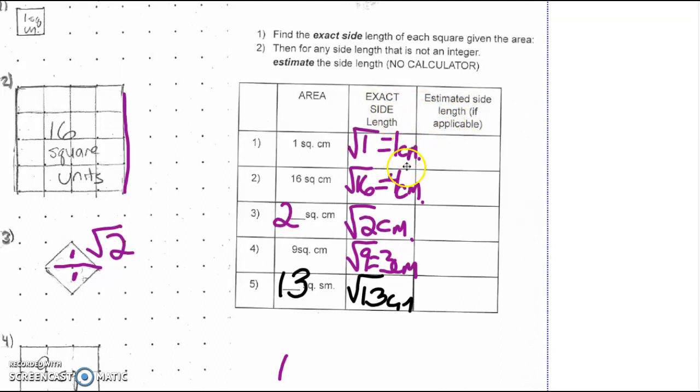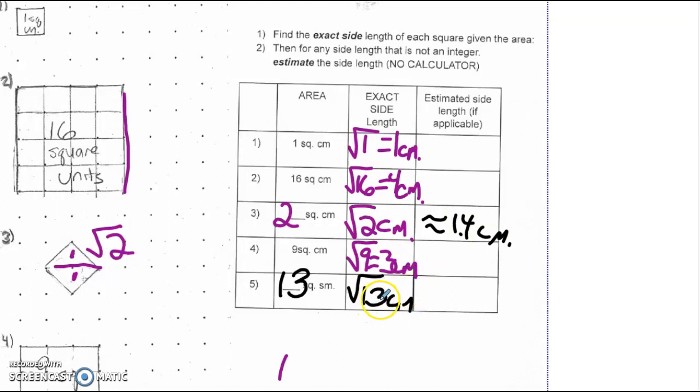Now, this one says estimate the side length if applicable. Well, I don't have to estimate if it's an integer answer, 1 centimeter, 4 centimeters, 3 centimeters. I do need to estimate if it's an irrational number. So I'm going to estimate this side length to be about 1.4 centimeters. And you're not all going to have the same answer, and it's not going to be exact, and that's okay.